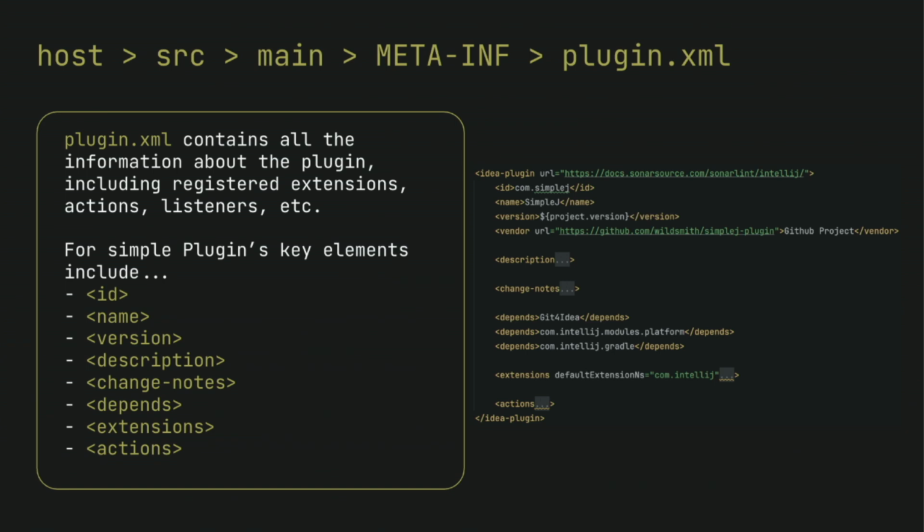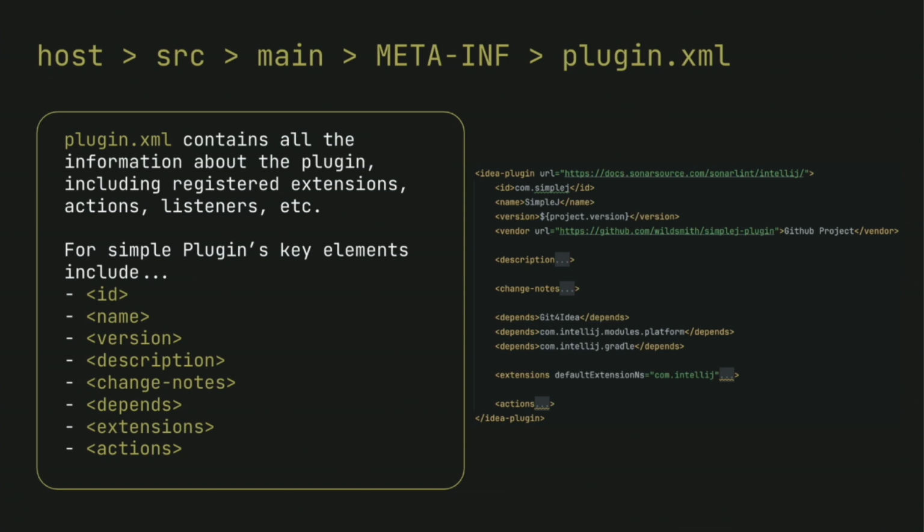With the plugin now set up, let's discuss the plugin XML. This file reminds me a lot of the Android manifest file as it creates a blueprint for capabilities and functionality the IDE offers. For simple plugins, some key elements include ID, name, version, description, and change notes, all of which being rather obvious by their named values.